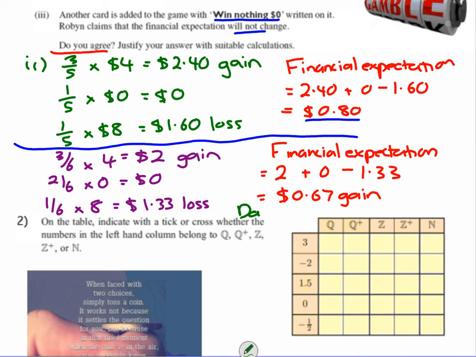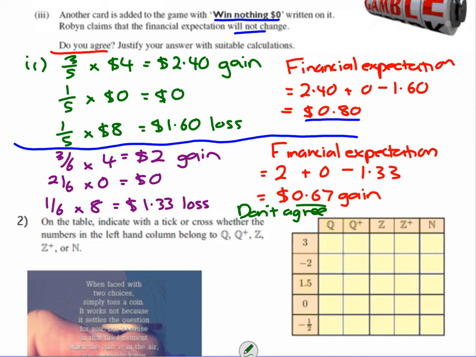If you've got space, you can also point out that the financial expectation is not the same. This time it's 0.67 gain per game, and this is a $0.80 gain per game, so it's changed, so it's not the same.